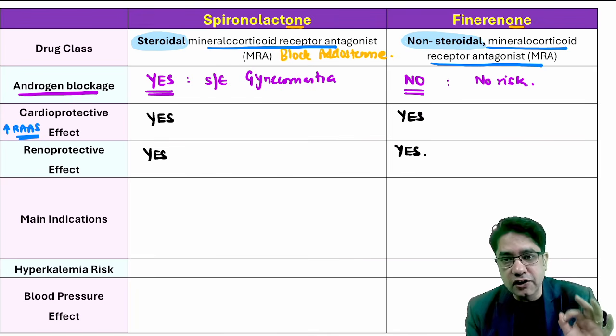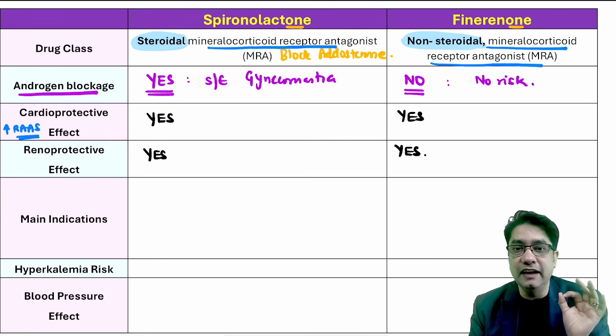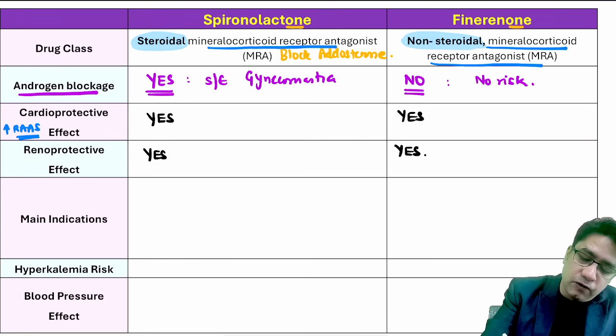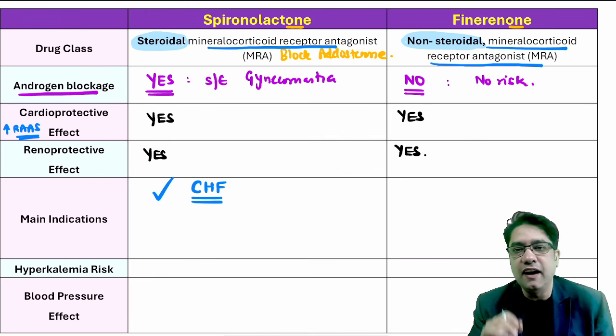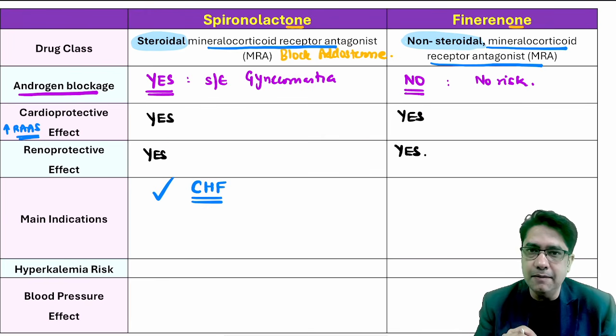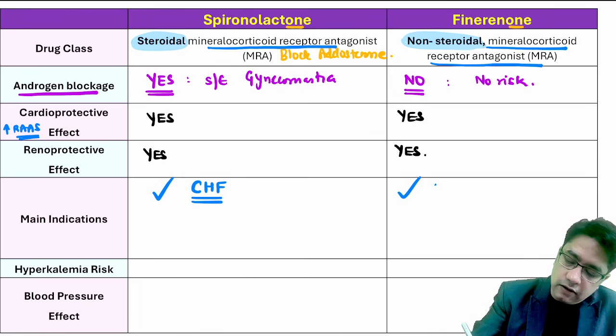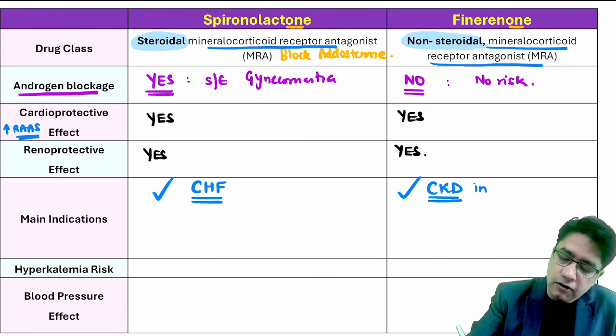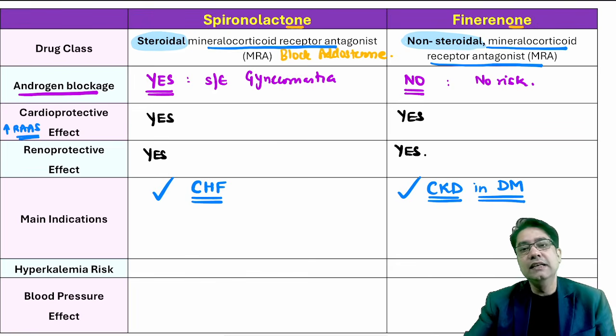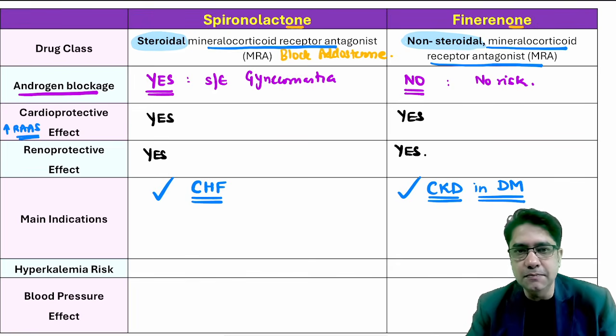But because of their protective effect, they are used in different conditions. Spironolactone has been approved in CHF, chronic heart failure, when there is heart damage. While finerenone has been approved in CKD, chronic kidney disease, and one of the common causes of chronic kidney disease is diabetes mellitus. So it has been approved in CKD and diabetes mellitus.